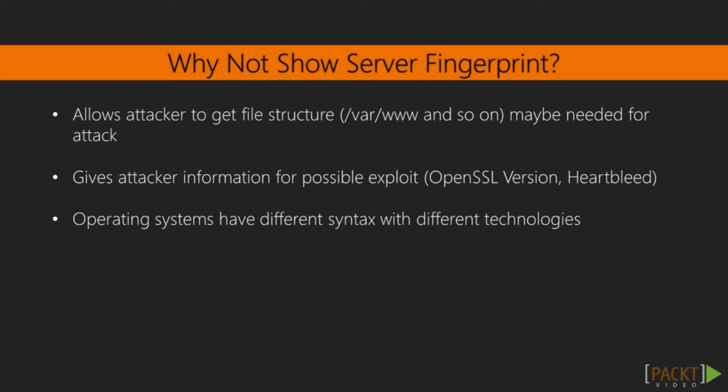If we're not sure what a server fingerprint is, we did it in an earlier video. If you use the curl command, curl and then uppercase I, you can receive the head data, so we get the web server technology, which is Apache and its version number, the web technology, PHP and its version, as well as the operating system. That is what I mean by server fingerprint, and it allows an attacker to get a file structure that may be needed for another attack.